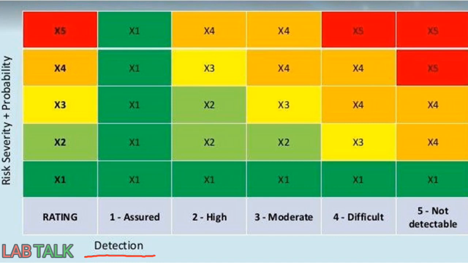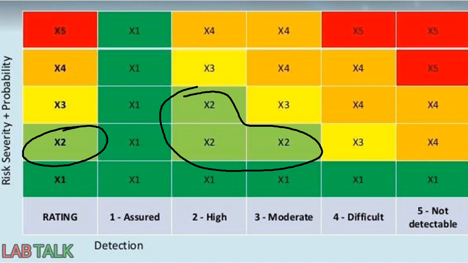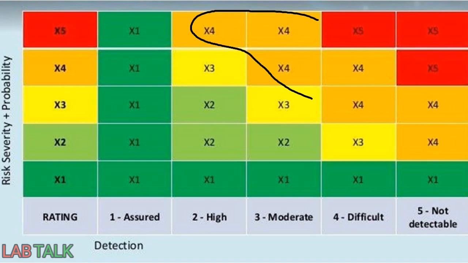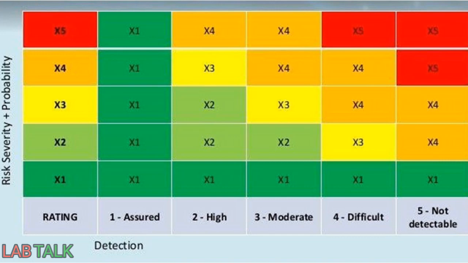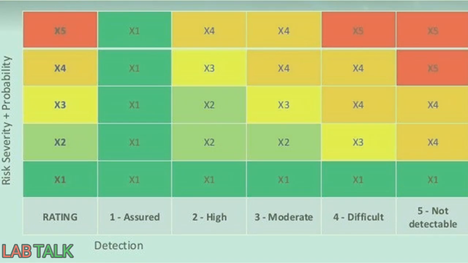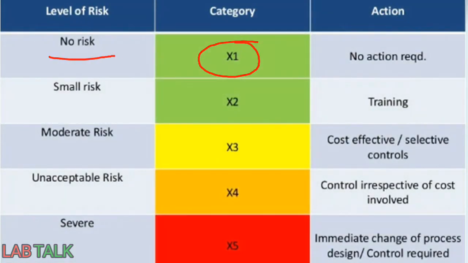And here you can see 5 zones. One is a green zone, then there is a light green zone, then there is a yellow zone, then orange zone, and then finally is the red zone. These zones will classify the risk as per the priority, or with the help of these zones the risk priority can be determined. So green zone determines no risk, so no action is required.